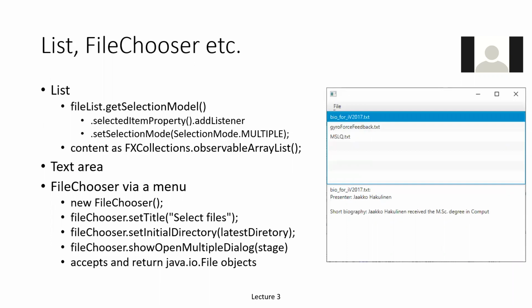And I said the observable word here means that whoever needs to be able to react to changes in that list can register to be a listener, and these components do that so that the list knows to update its graphics when the observable array list changes. In the bottom I have this text area.